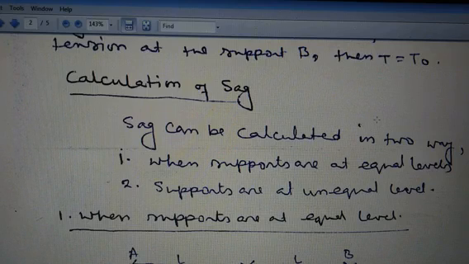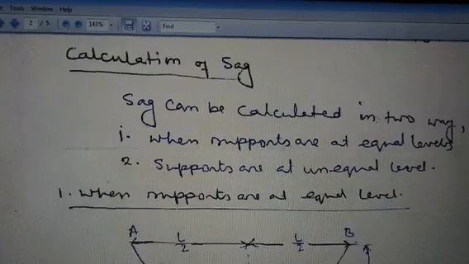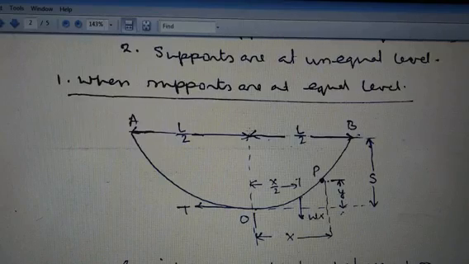We shall now calculate the sag and the tension of the conductor. The first method is when the supports are at equal level. When the supports are at equal level, points A and B are two line supports, because the conductors are attached at the two terminals, and a tower is present here and here also. Now consider the conductor between two equal-level points A and B with O as the lowest point.